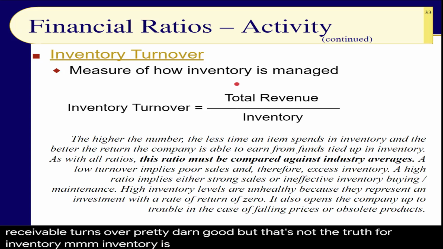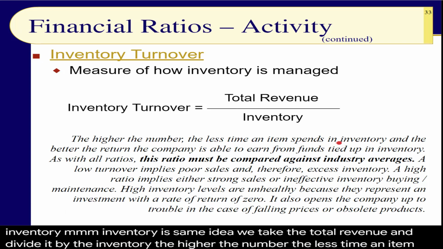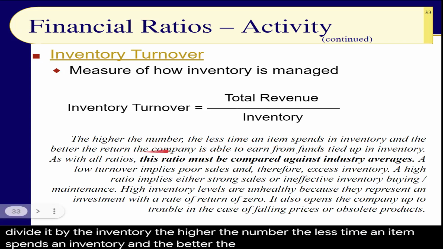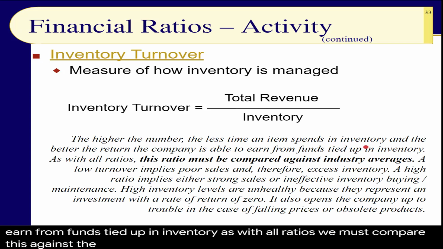Inventory is the same idea. We take the total revenue and divide it by the inventory. The higher the number, the less time an item spends in inventory, and the better the return the company is able to earn from funds tied up in inventory. As with all ratios, we must compare this against the industry average.